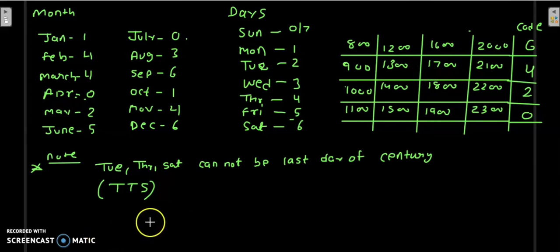I hope you will be able to solve all the questions related to calendar. Now write down one more point. Tuesday, Thursday, Saturday, TTS cannot be the last day of a century. Okay, the last day of a century will not be Tuesday, Thursday, Saturday. So this point you remember, this point can be asked directly.